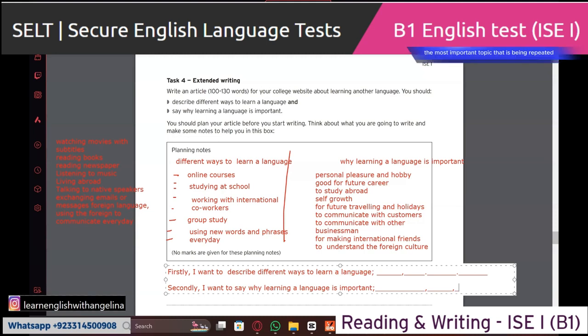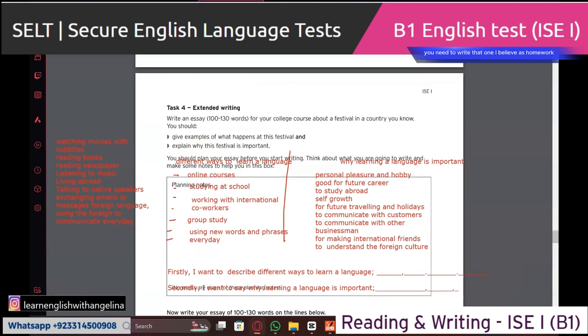The most important topic that is being repeated constantly is rules at your work. What are the rules at your work and why are those rules important? You need to write that one, I believe, as homework. They can give you 3 types of rules: rules at home, rules at work, and rules in your country.